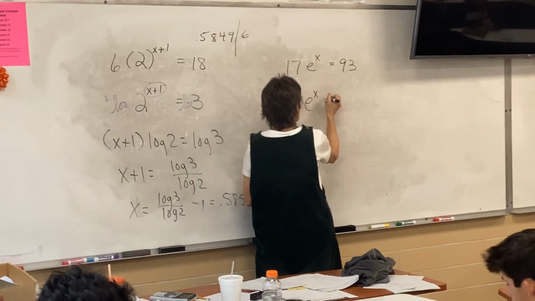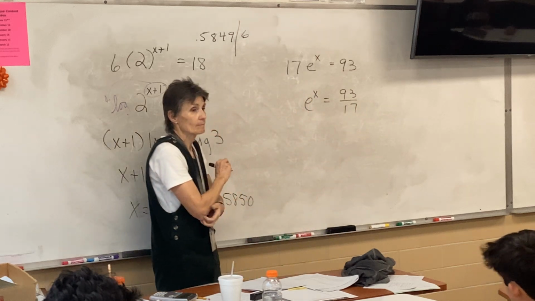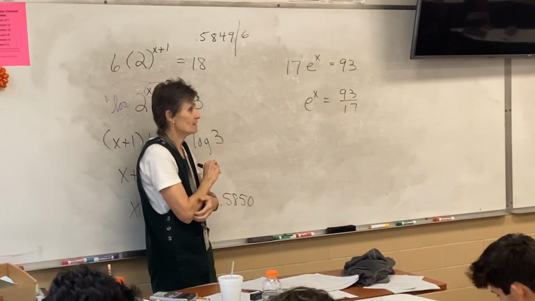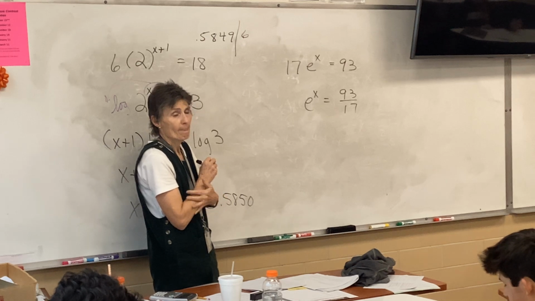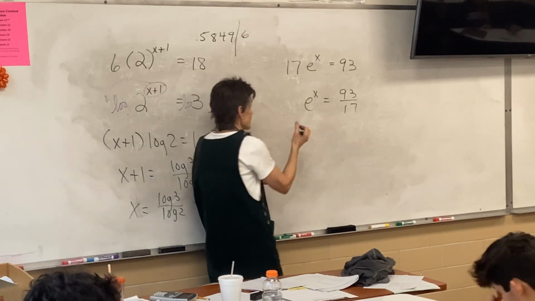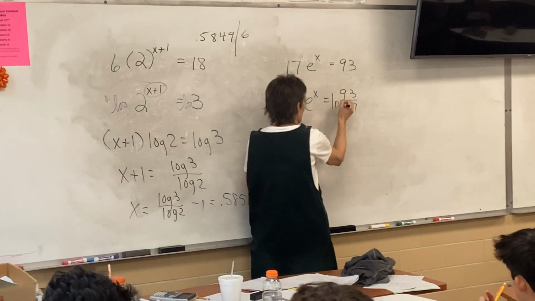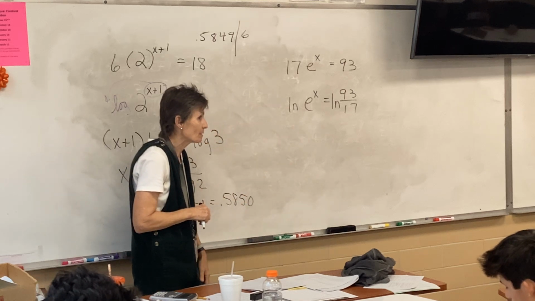So e to the x equals 93/17. Don't write a decimal, just leave it 93/17. Don't round it off. No common base. This time I'm going to ln. Why do you suppose I'm using ln? Because there's an e already in the problem.